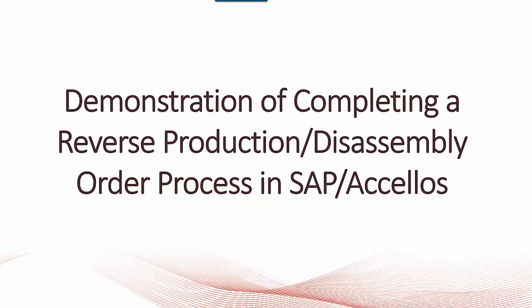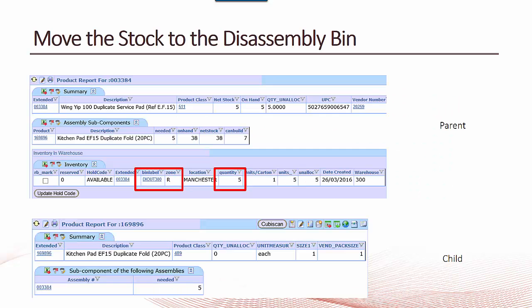I will now discuss how the reverse production process works using a disassembly production order in SAP and showing how it is downloaded and how stock is removed and added in Accellos. Following this, I will demonstrate the process. The first task is to move the stock to the assembly out bin, which is predefined. In this case, it is DI out 300 bin, and I have moved a quantity of 5. The child item has 0 stock at this point.